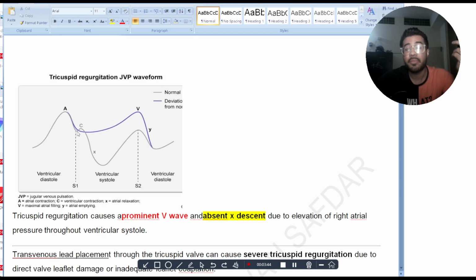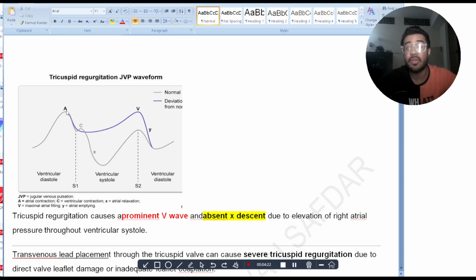So C represents the closure of the tricuspid valve. The V represents the opening of the tricuspid valve. The Y descent represents the passive emptying of the blood from the atria into the ventricles. And as the blood passively empties, the pressure in the atria falls. But you see, the pressure starts rising again. Why? Because the atria start contracting at this point. So the Y descent denotes the passive atrial emptying into the ventricles, and this rise in the pressure curve represents the active atrial emptying due to the atrial contraction into the ventricles.